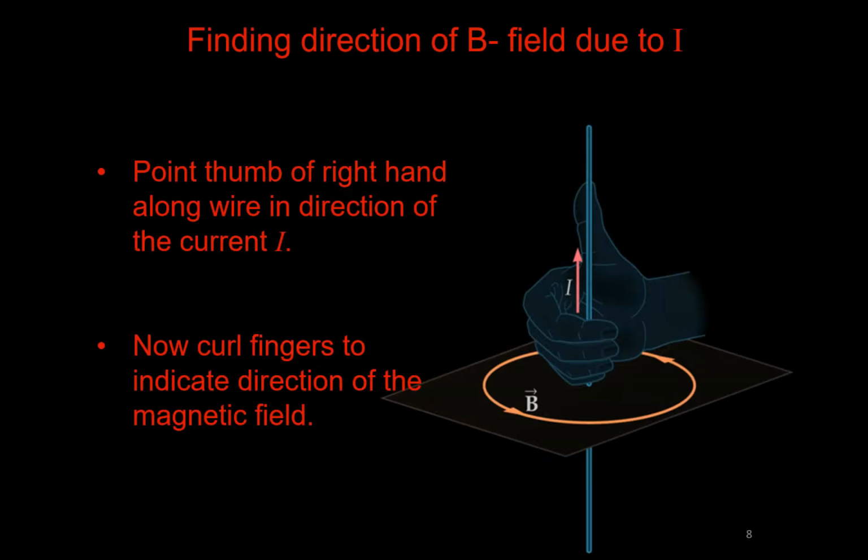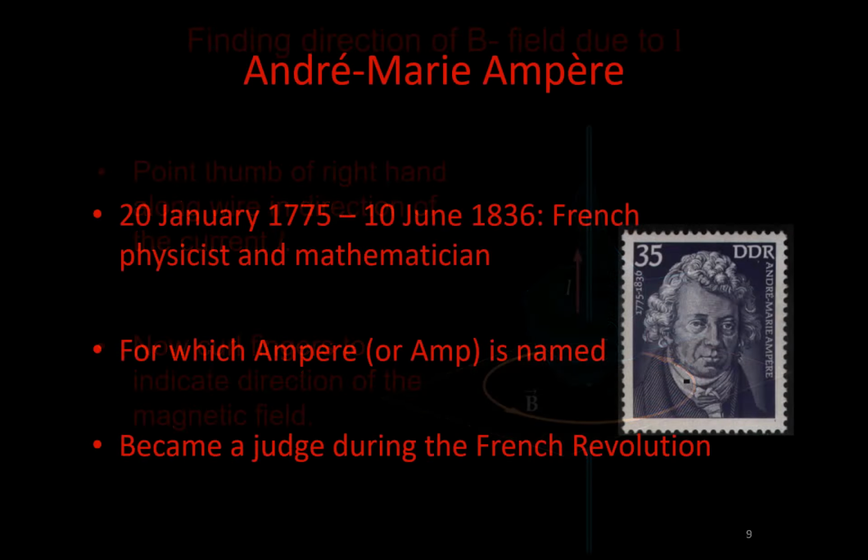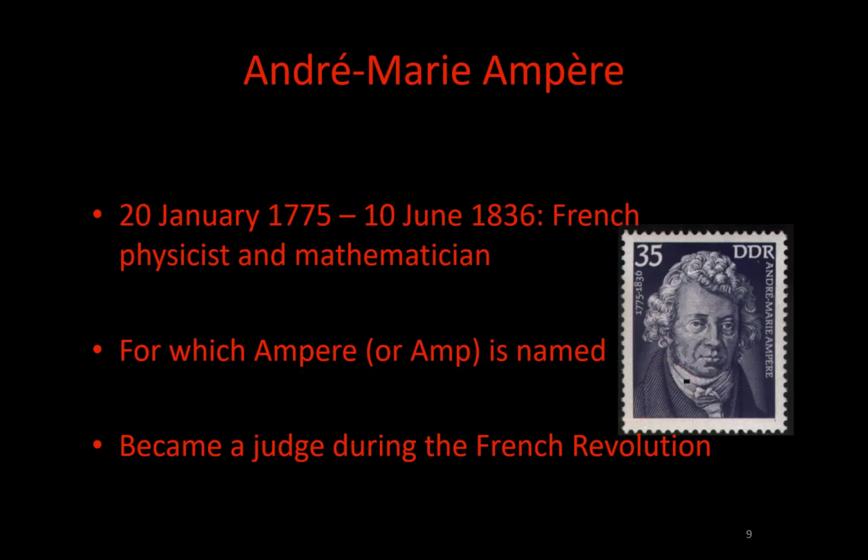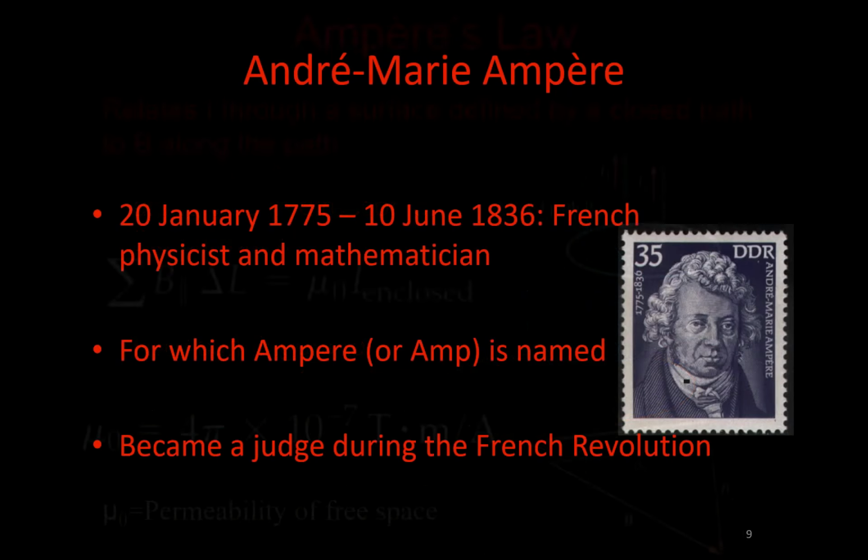And we've been using a unit for current for quite a while here, referred to as the amp, named after Ampere. Here's Ampere. He was around during the French Revolution, good physicist, decent mathematician, spent a lot of time revolutionizing science, especially our discussion of electricity, and then eventually became a judge during the French Revolution and killed a lot of aristocrats.